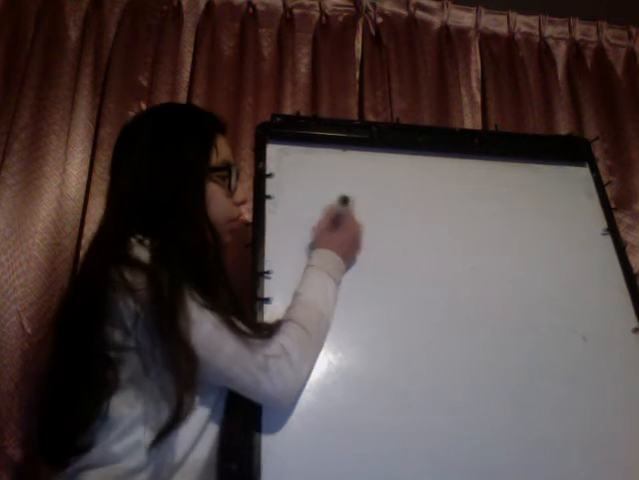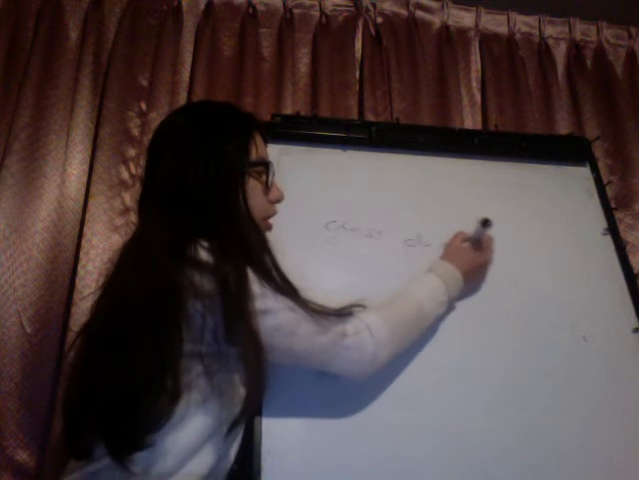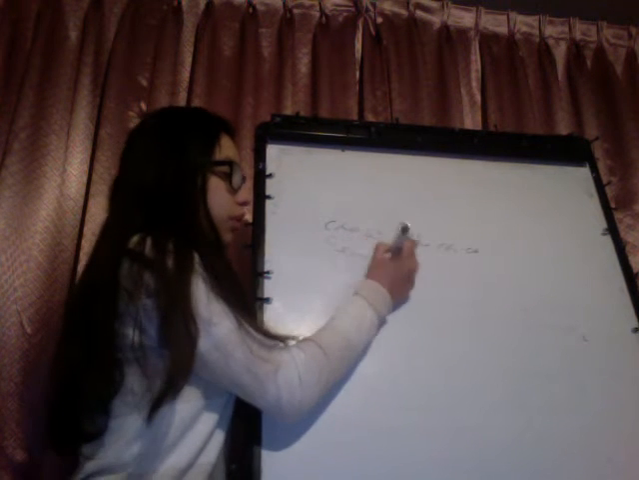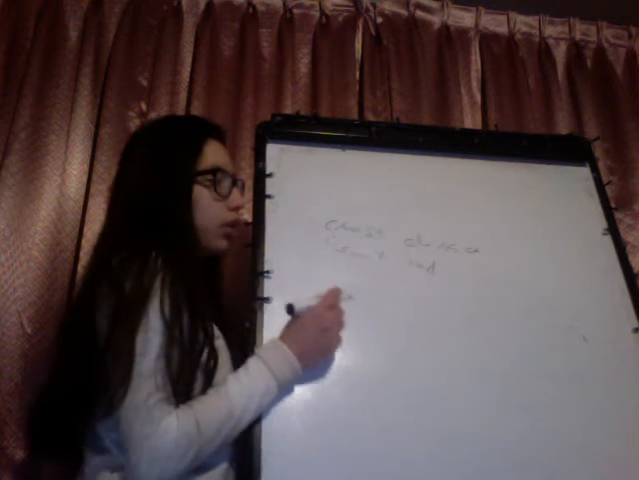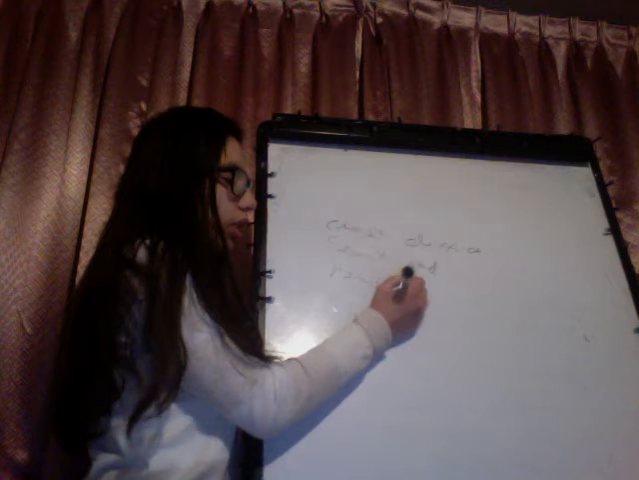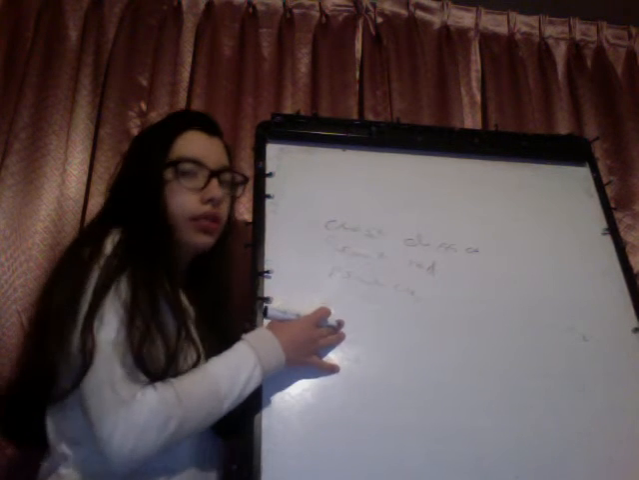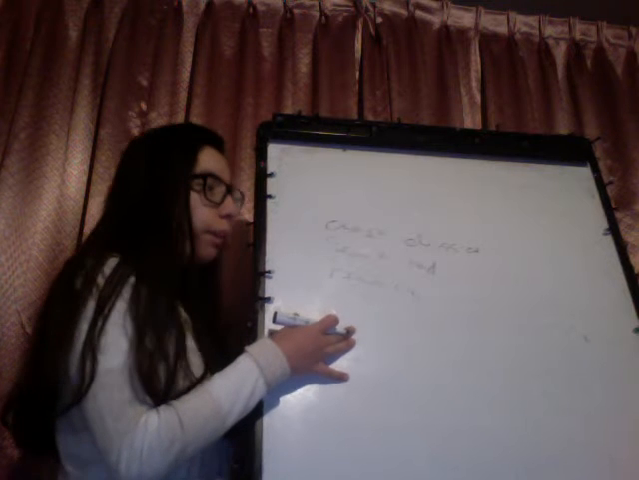Now we're going to see Clostridium difficile. Clostridium difficile is a gram-positive rod that produces colitis or pseudomembranous colitis. It could be just colitis, pseudomembranous colitis, or just watery diarrhea.